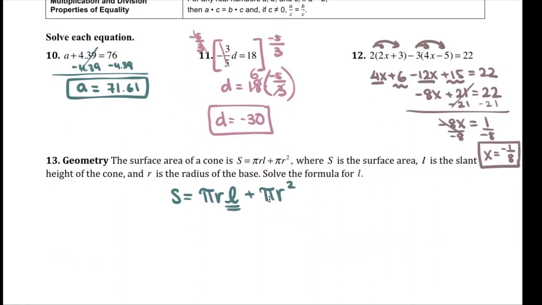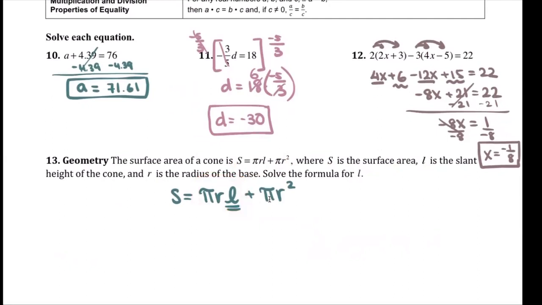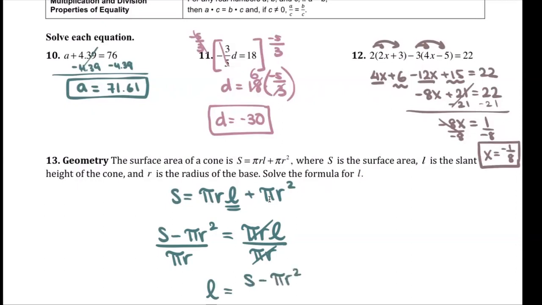First thing I would do is get that term all on its own on one side of the equal sign. So I'm going to subtract pi r squared to the other side. Okay, so I just subtracted pi r squared from both sides. And now to isolate the L, I can divide both sides by pi r. And that leaves me with just L is equal to S minus pi r squared over pi r.